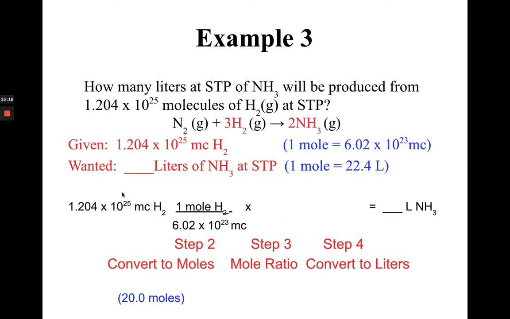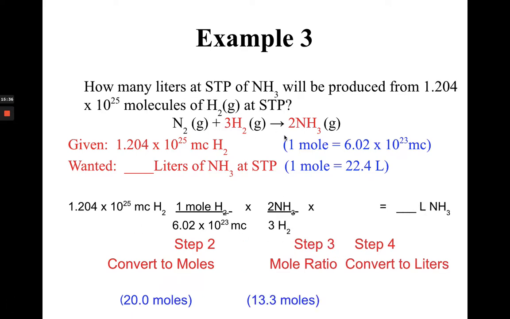So here's step 2. We're going to divide 1.204 times 10 to the 25th molecules of hydrogen by 6.02 times 10 to the 23rd molecules. That's going to give us basically 20 moles of hydrogen. And then we're going to use our mole ratio. So the mole ratio from the equation up here is 2 to 3, 2 ammonia for every 3 hydrogen. So our 20 moles of hydrogen, it's going to be a 2 to 3 ratio. So we're going to multiply 20 times 2 and divide it by 3, and that'll give us 13.3 moles of ammonia. And then we have to convert to liters.